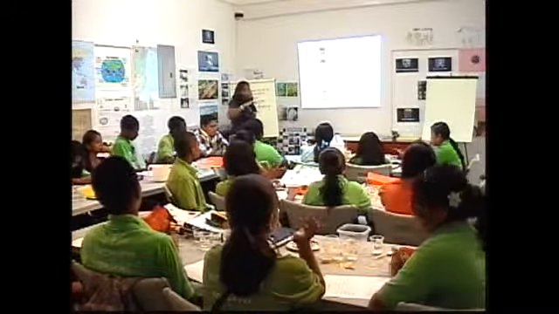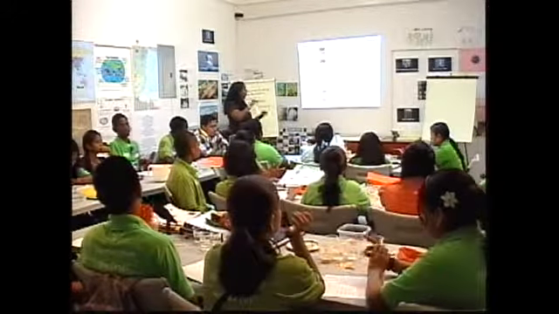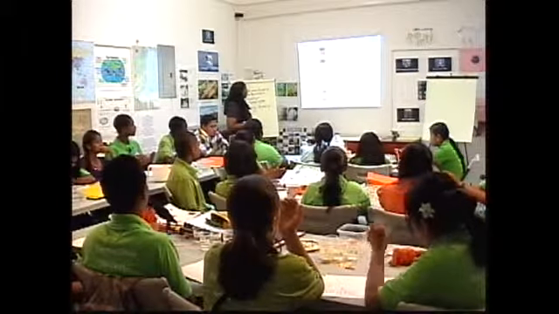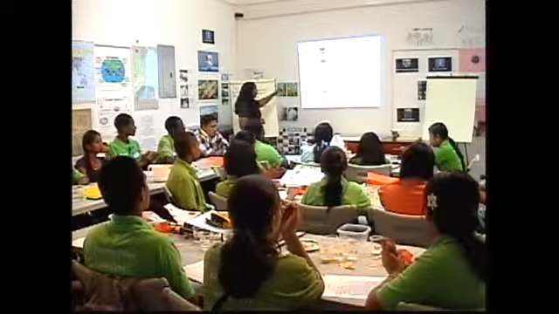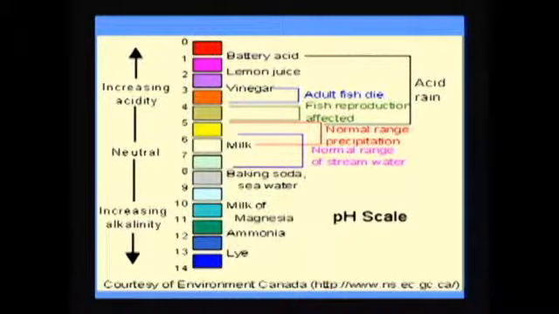Water has a pH balance of 7. When we look at the scale going down, it says increasing alkalinity. We have baking soda, seawater, milk of magnesia, and ammonia. They have a high pH balance, between 10 and 14.